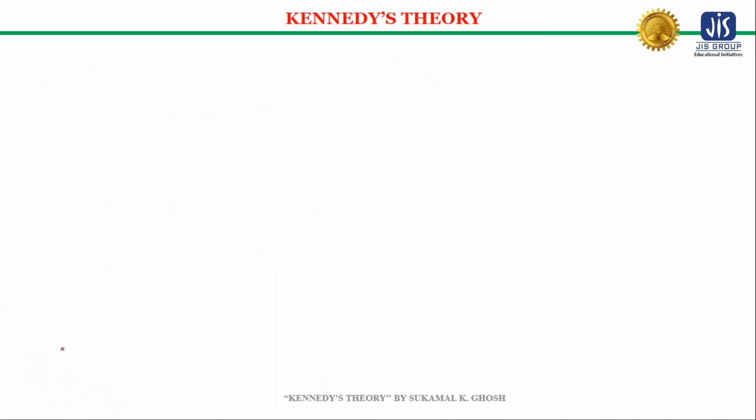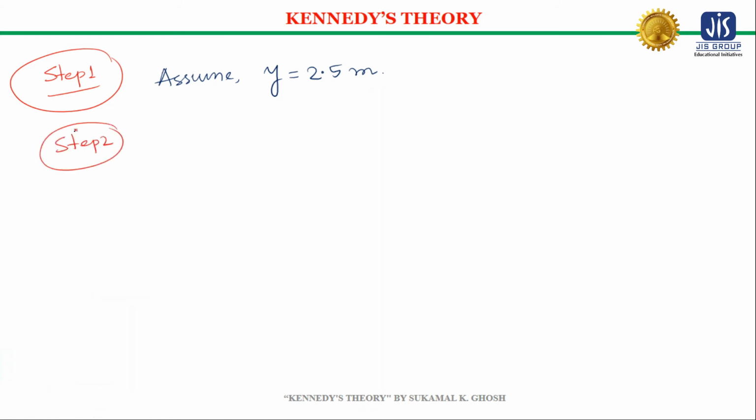So what was our step 1? We need to assume the depth of the channel, that is y. This time we assume y is, suppose, 2.5 meter. Now what was our step 2? Step 2 was to calculate the critical velocity. The critical velocity V naught is equal to 0.55 into m into y to the power 0.64. So if you solve it, you will have 0.55 into 1.1 into 2.5 to the power 0.64.